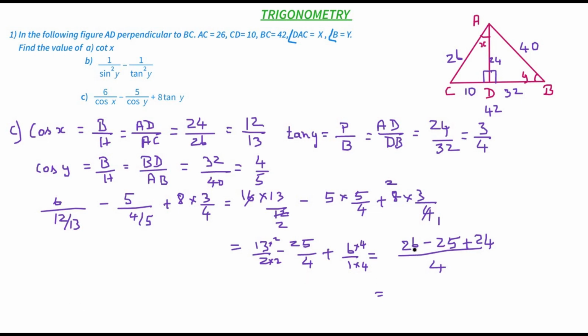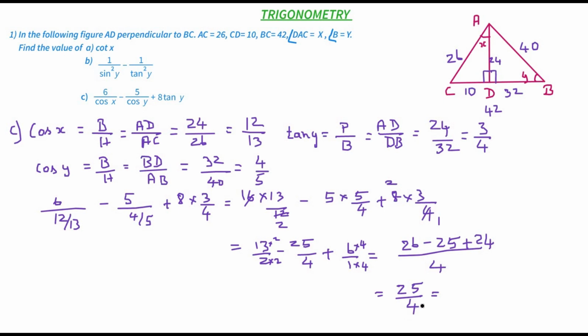Now how will we solve it? 26 minus 25, what do we get? 1, right? It is plus 1. And then plus 1 plus 24, it will become 25. So our answer is 25 by 4. You can either leave this as such or convert this into a mixed fraction. I hope you remember how to convert an improper fraction to a mixed fraction. If you have any doubt in this, you can refer to my video. I'll put the link in the description, or you can just simply click on the I button above.